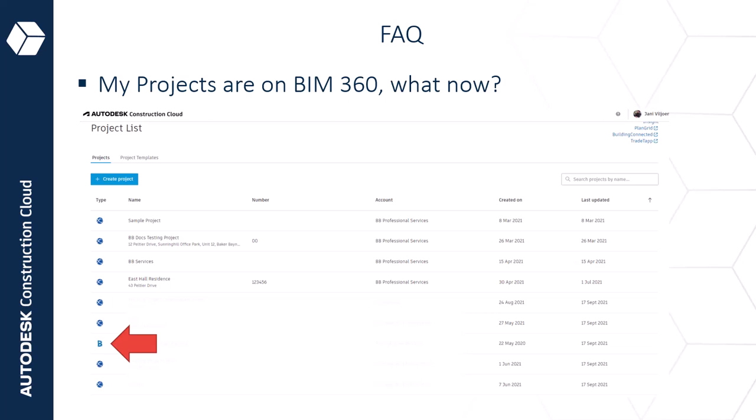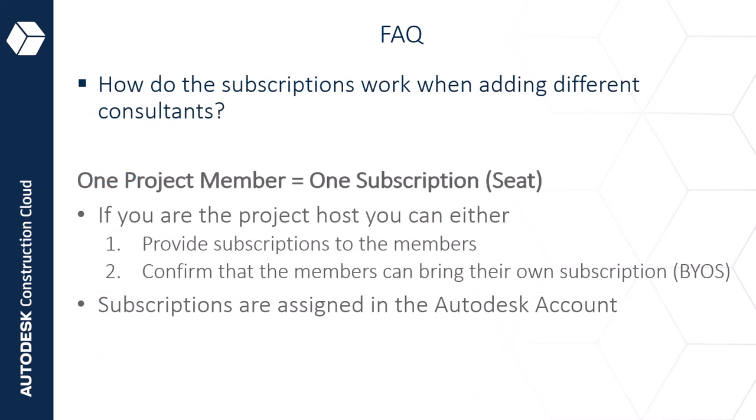And here you can see we've got that circular icon on a lot of projects, but we do also have that B. That means this is a project that is hosted on BIM 360, and in this case, this project will most likely stay on BIM 360 until it is completed. Again, not the best idea to move a project between BIM 360 and Construction Cloud whilst you're in the thick of things. Rather wait either for the onset of a new stage or perhaps just until the project is closed out.